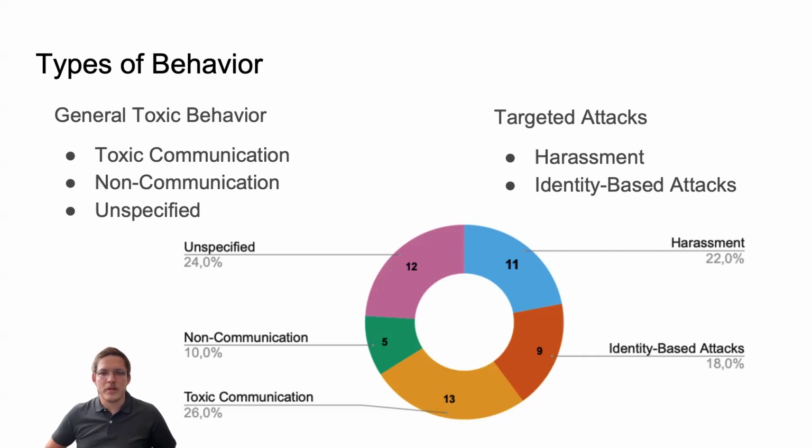For targeted behavior, we identified behaviors that repeatedly demean, humiliate, or intimidate other players, generally known as harassment. Further, we identified toxic behavior that is directly aimed at a person's identity.